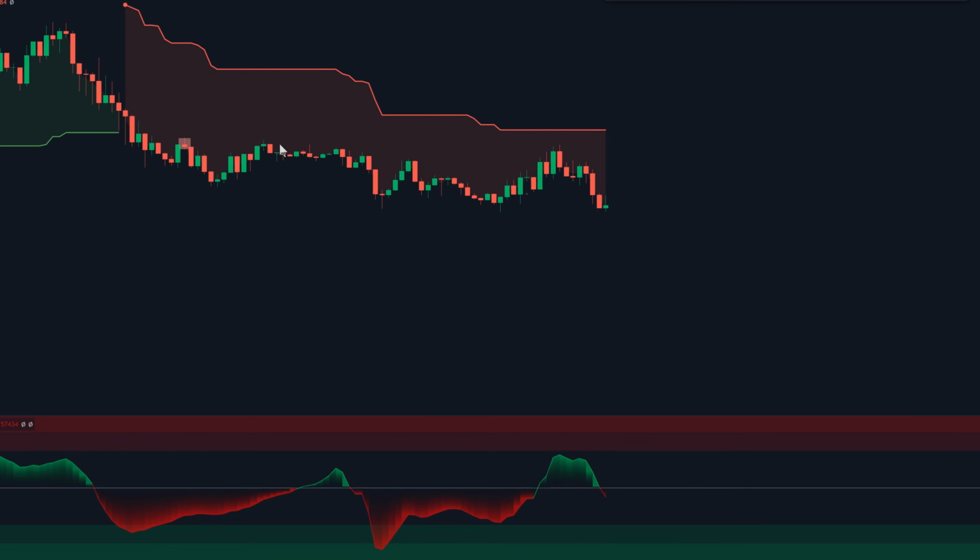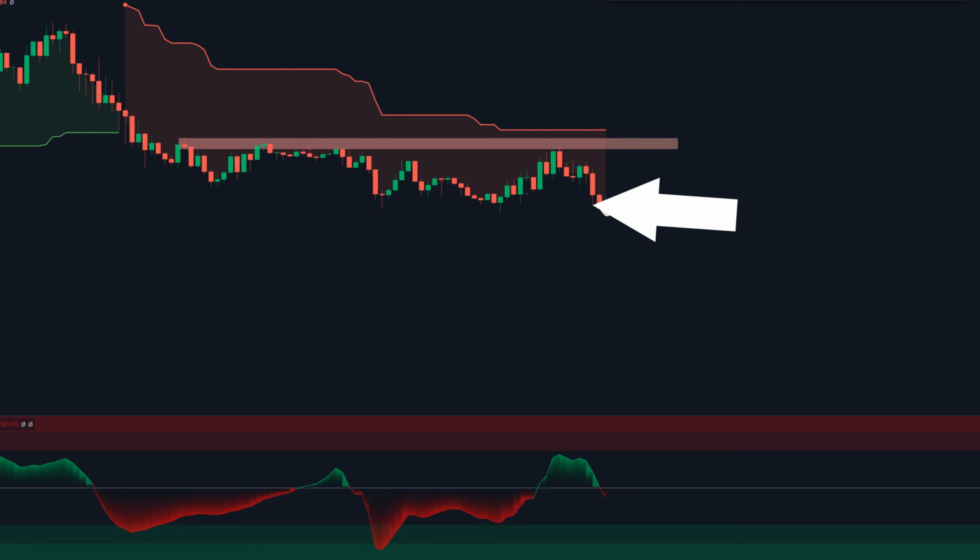And then looking at the price structure, we can see a very clear resistance level right here. And then the price did a retest of that level and then bounced off it just before our entry candle. This is going to increase the probability of the price heading in the direction of our trade. All our entry conditions are met on this candle, so we're going to enter a short position.